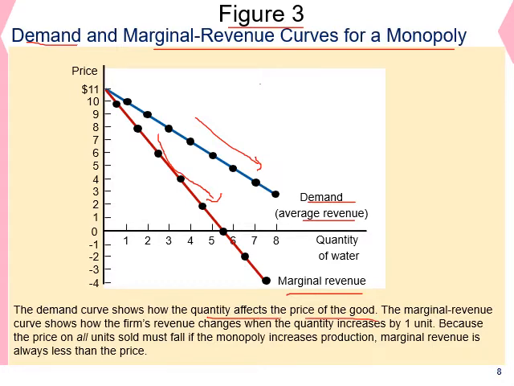The firm's revenue changes when the quantity increases by 1 unit because the price on all units sold must fall when the monopoly increases production. Marginal revenue is always less than the price. So you can see that marginal revenue will always be less than the price.